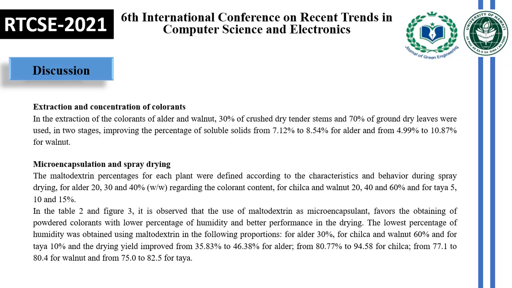Microencapsulation and spray drying. The maltodextrin percentages for each plant were defined according to the characteristics and behavior during spray drying. For alder, 20, 30, and 40% regarding the colorant content; for chilca and walnut, 20, 40, and 60%; and for taya, 5, 10, and 15%.